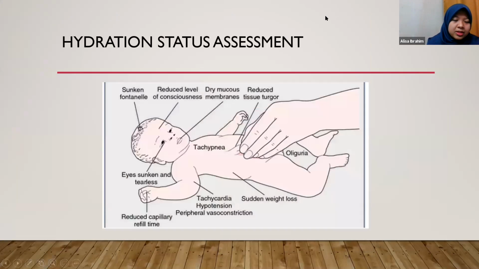These are the hydration status assessments. I bet all of you already master this.